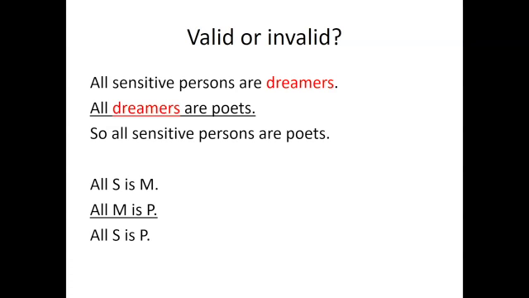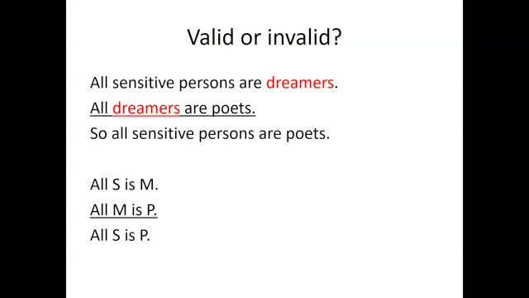So the first rule was that there must be at least one affirmative premise. Here you can see both premises are affirmative. All sensitive persons are dreamers. All dreamers are poets. Recall the four types. If it's negative, it would say either no sensitive persons are dreamers, or some sensitive persons are not dreamers. Both of these are affirmative, so that rule passes.